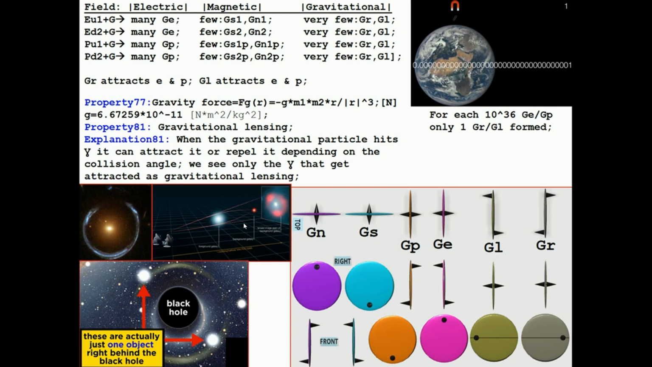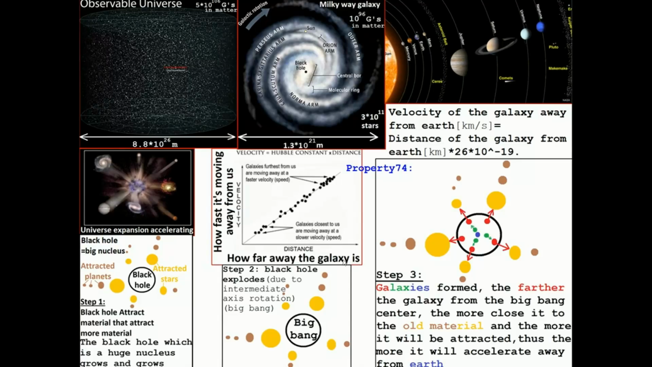When the gravitational particle hits a photon, it can attract it or repel it because it's a very light particle, depending on the collision point. In gravitational lensing, we see only the photons that get attracted by the gravitational field particle. A black hole is just a huge nucleus that rotates very fast in the directions that create a lot of gravitational field particles. Therefore, it attracts other atoms and particles and continues to grow by inserting them into the edge of its rotated structure.